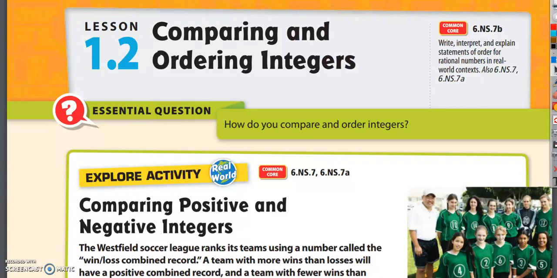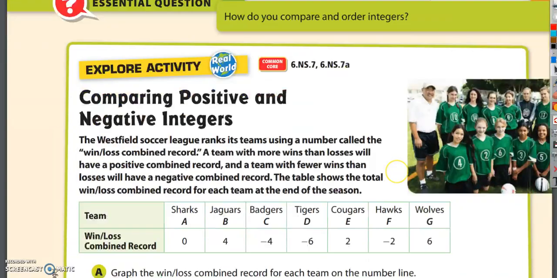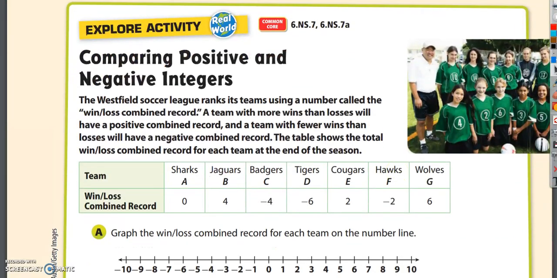We are on textbook page 113. We're in a new lesson, lesson 1.2, comparing and ordering integers. The essential question is, how do you compare and order integers? The first page is an explore activity where you need to read the problems and try them to the best of your ability, and then watch this video when you're ready to check your answers.